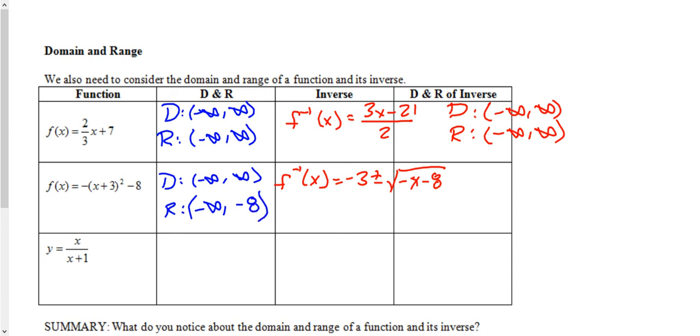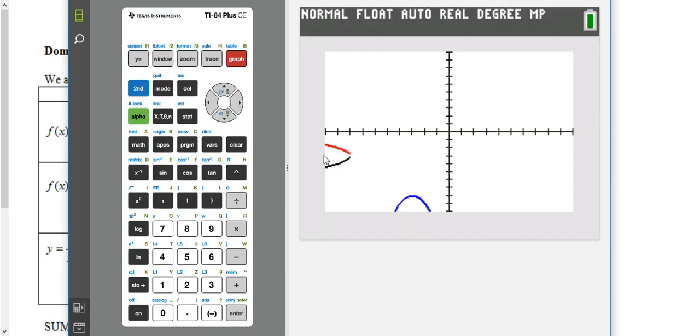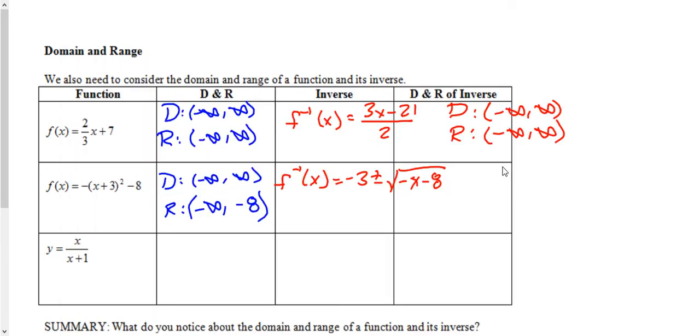Let's take a look at the domain and range on our new function here, on our inverse function. So my domain here is as far left as possible. These lines are going to continue on forever, as far left as possible, and it goes as far right as this number here, which is negative 8. So my domain on my inverse is going to be from negative infinity to negative 8.